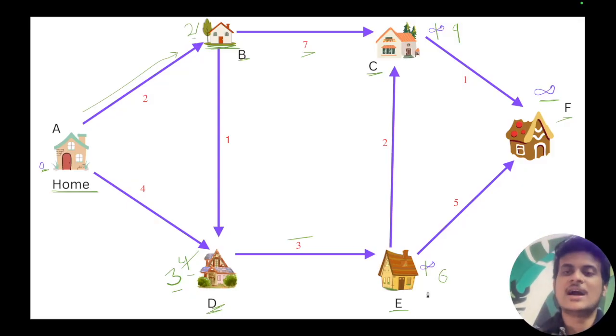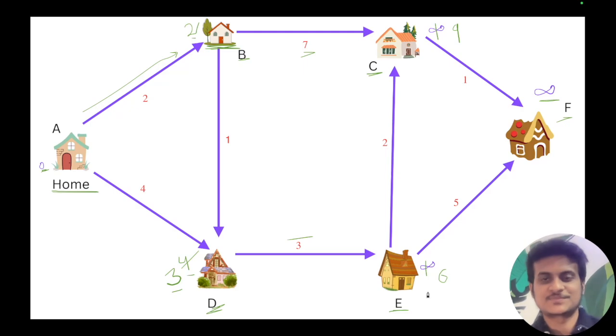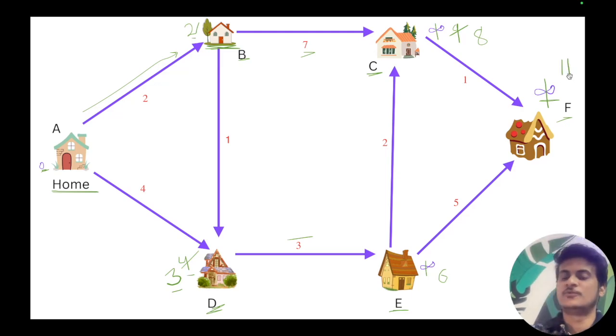Now at E, we will again do the relaxation technique. We will see the connected vertices from E. There are only two connected vertices, you can see, that is C and F. Now 6 plus 2 will be 8. So we will update this vertex with 8. Again we will see 6 plus 5 is equal to 11. That is less than infinite. So we will update F with the value 11.